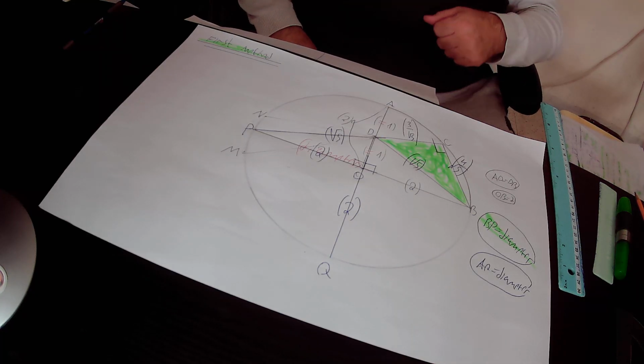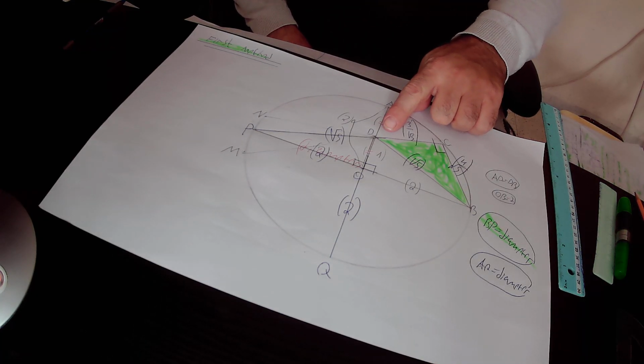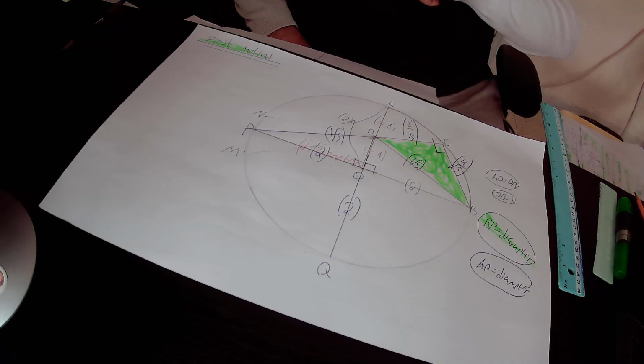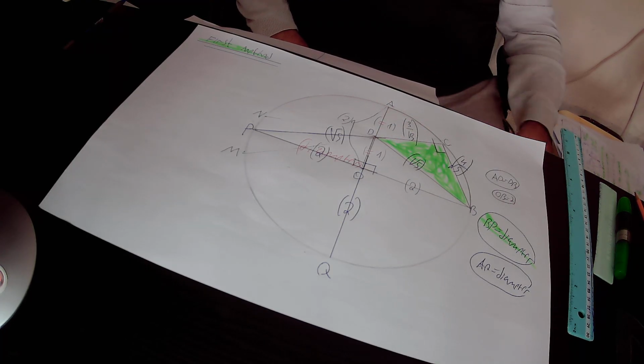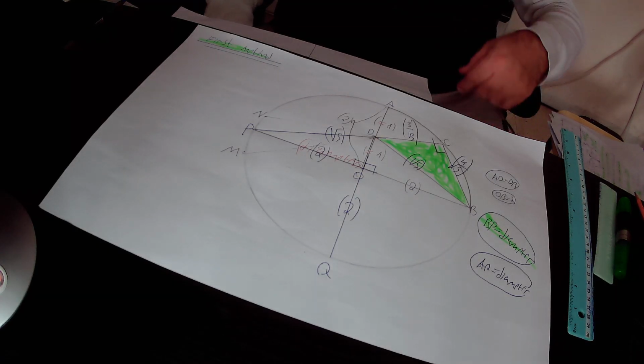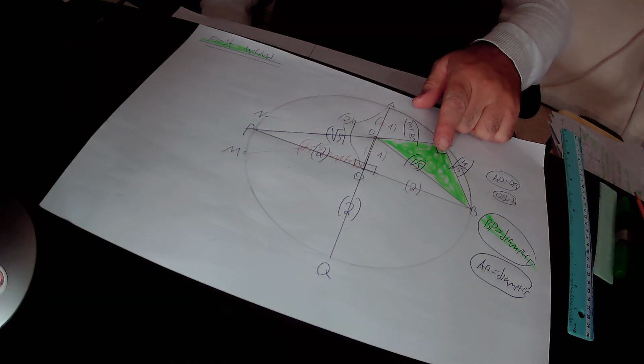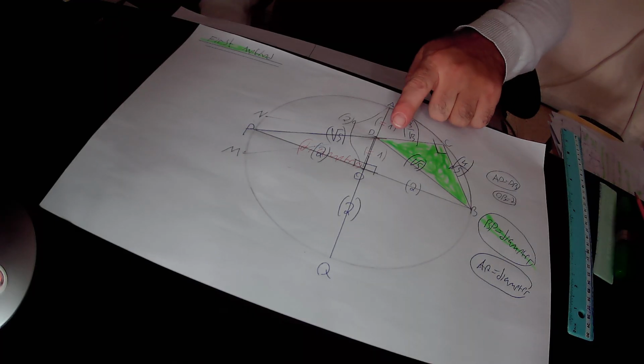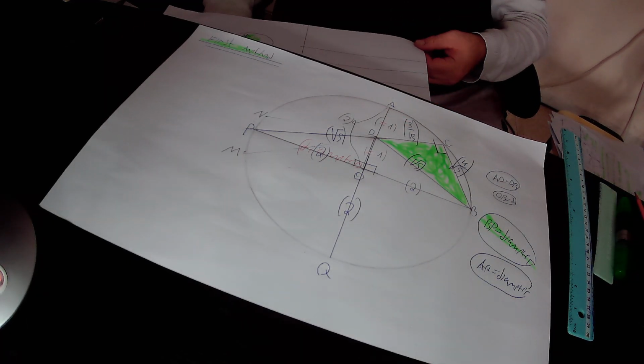The next step, we implemented the Pythagorean theorem on this right triangle DOB. According to the Pythagorean theorem, in any right triangle, the square of the hypotenuse equals the sum of the squares of the other two sides. In this right triangle DOB, DB squared, that is the square of the hypotenuse, equals DO squared plus OB squared.